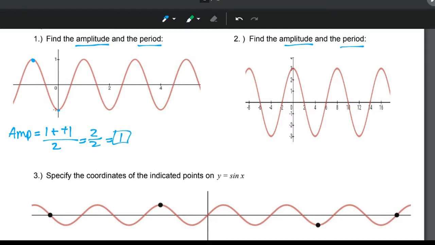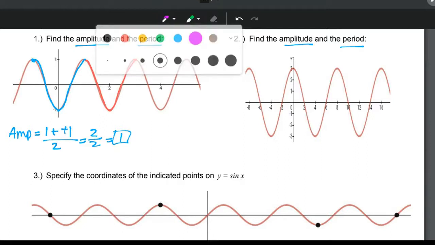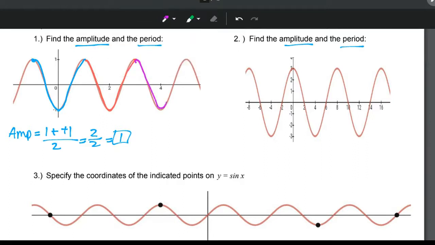To determine the period, you want to look for 1 repetition. So you can start wherever you'd like. If I wanted to start here, I'm going to draw until I create 1 repetition of the graph. So now I'm going to see if I can replicate that and how much along the x-axis have I traveled each time that I create that same picture. So from one point to the next, just look at how far you've traveled.